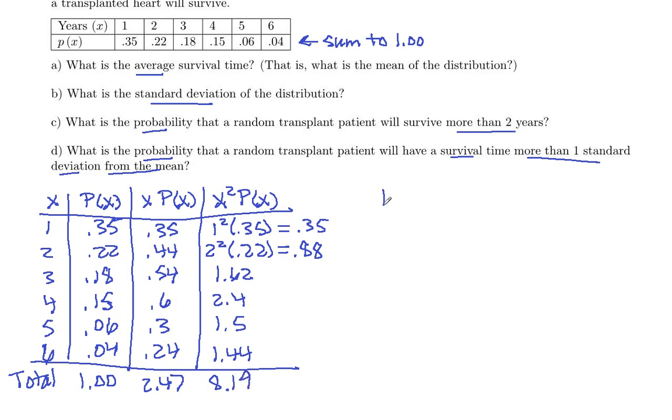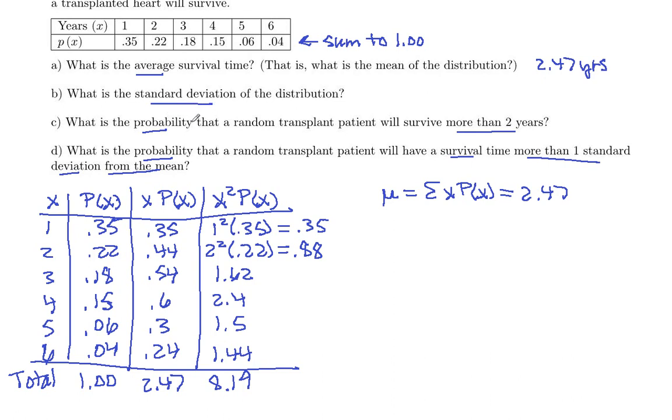And then our mean of the distribution is the sum of the x times probability of x column. So that's right here, 2.47. So that's the answer to A, 2.47. That's 2.47 years.